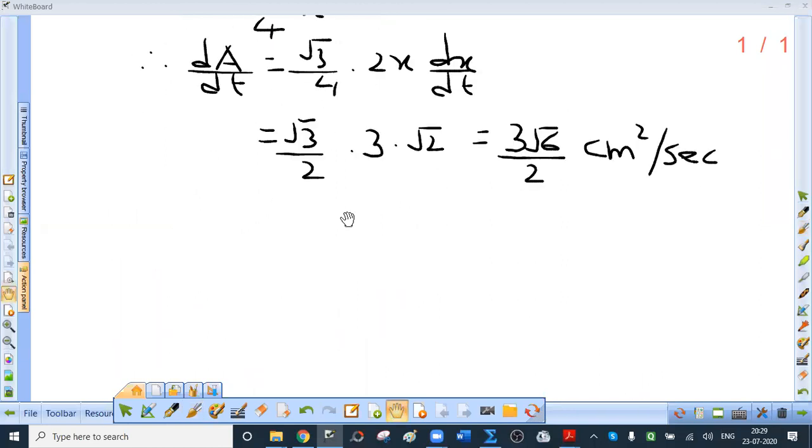The volume of a sphere increases at the rate of 20 cubic centimeter per second. Find the rate of change of its surface area when its radius is 5 centimeter. Write the solution. Let R be the radius.